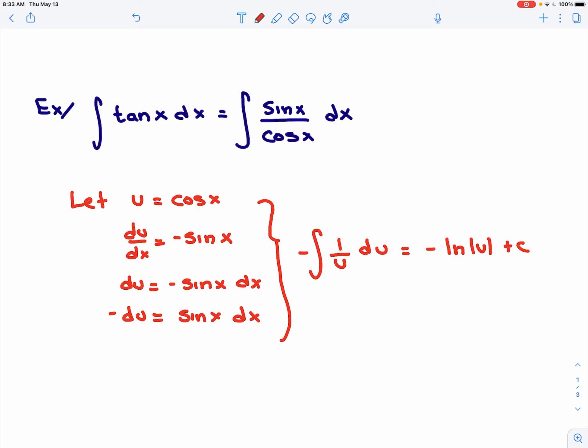And then I'm going to resubstitute back in terms of x. So the antiderivative of tan x is minus ln absolute value cos x plus c.